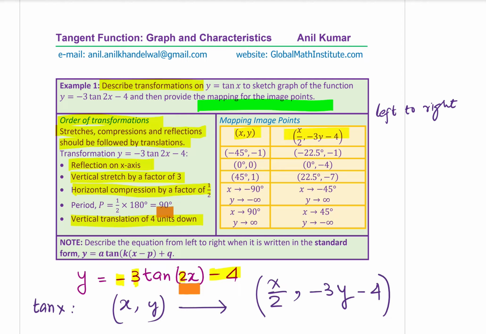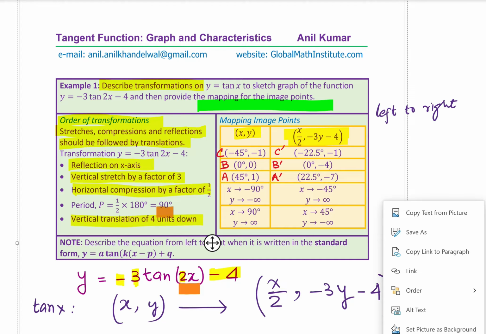The mapping has been shown on this table. Now we'll take the key points which we have been referring to as A, B, and C. In this case, the point A is (45 degrees, 1), point B is the origin, and C is (minus 45 degrees, minus 1). The images will be A prime, B prime, C prime. When you do half of 45 degrees, you get 22.5 degrees, correct? And when you do minus 3 times minus 1, you get plus 3. And plus 3 minus 4 is minus 1.